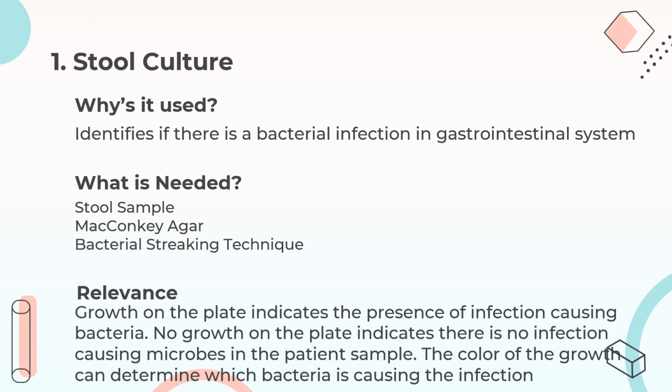The first test was a stool culture test, and it's used to identify if there's a bacterial infection in the patient's GI system. The materials needed are a stool sample from the patient, a MacConkey agar plate, and a bacterial streaking technique. It is done by taking the stool sample and streaking it onto the MacConkey agar plate and then incubating it. If there is growth on the plate, this indicates the presence of infection-causing bacteria. No growth on the plate indicates that there is no infection-causing bacteria in the patient sample. And also, the color of the growth can determine which bacteria is causing the infection.